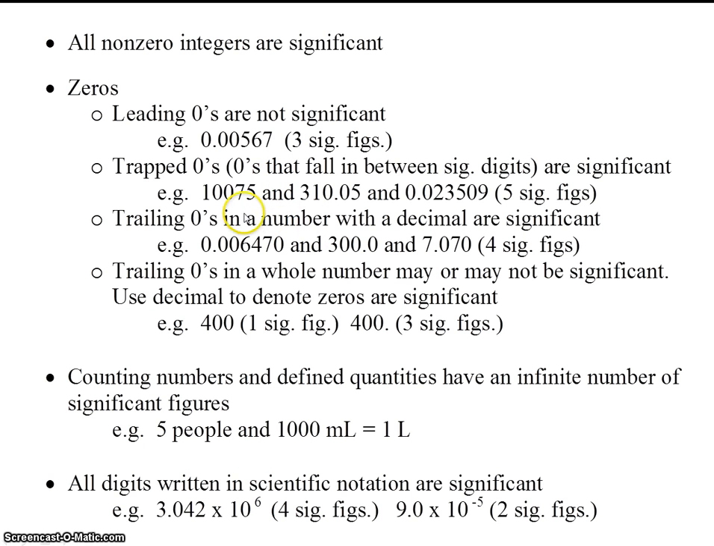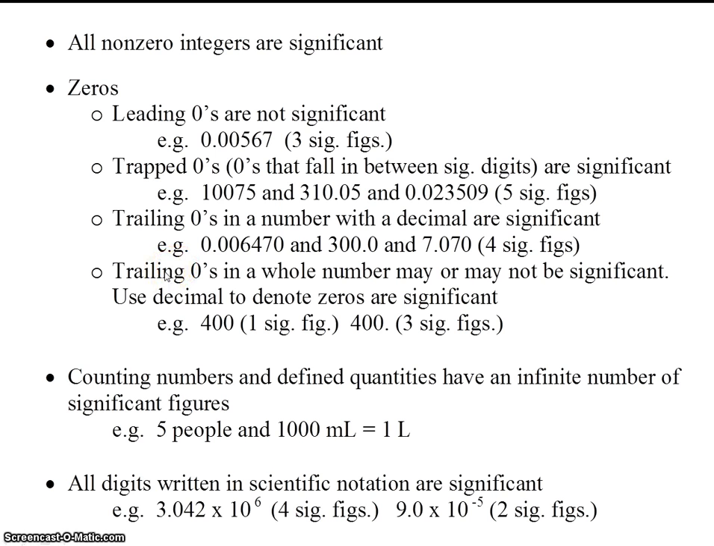Here are three examples. These would be trapped zeros here. These two zeros would be trapped zeros. And this here is a trapped zero. What type of zeros are these? That's right, these are leading zeros. Leading zeros are not significant, but trapped zeros are. So this number has 1, 2, 3, 4, 5 sig figs. This number has 1, 2, 3, 4, 5 sig figs. And this number has 1, 2, 3, 4, 5 sig figs.